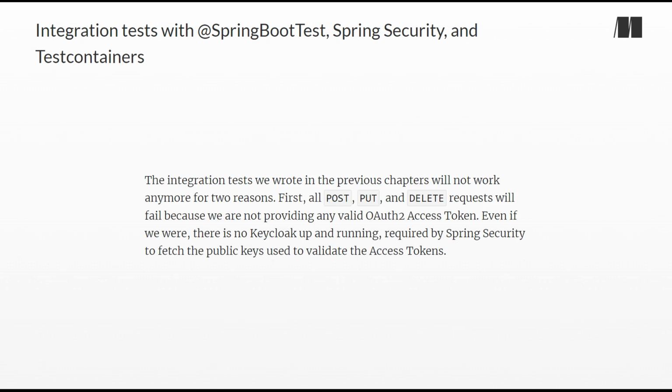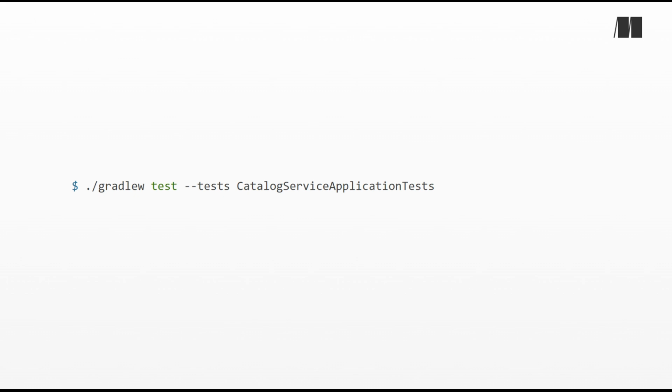Integration tests with Spring Boot Test, Spring Security, and Testcontainers. The integration tests we wrote in the previous chapters will not work anymore for two reasons. First, all POST, PUT, and DELETE requests will fail because we are not providing any valid OAuth2 access token. Even if we were, there is no Keycloak up and running, required by Spring Security to fetch the public keys used to validate the access tokens. You can verify the failure by running the following command from the Catalog Service root folder.